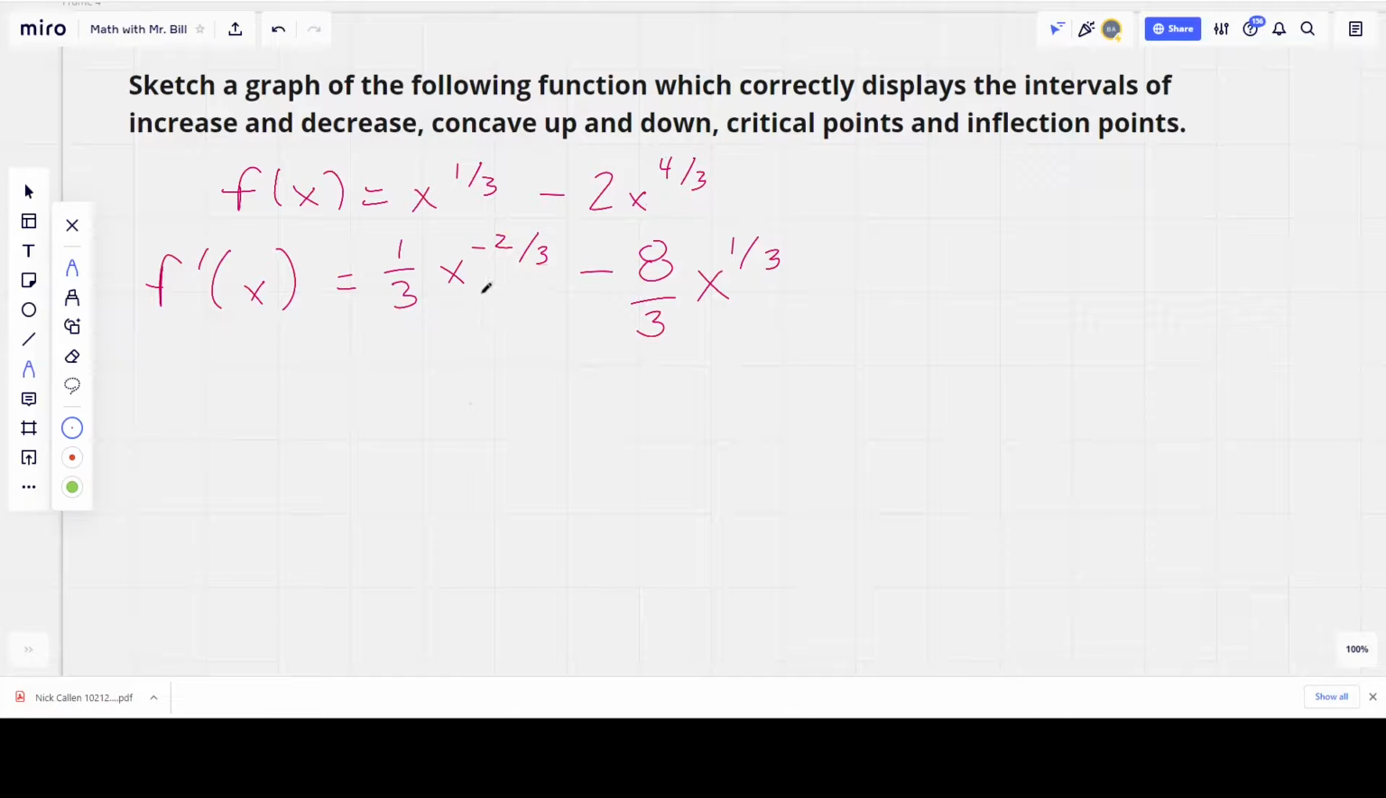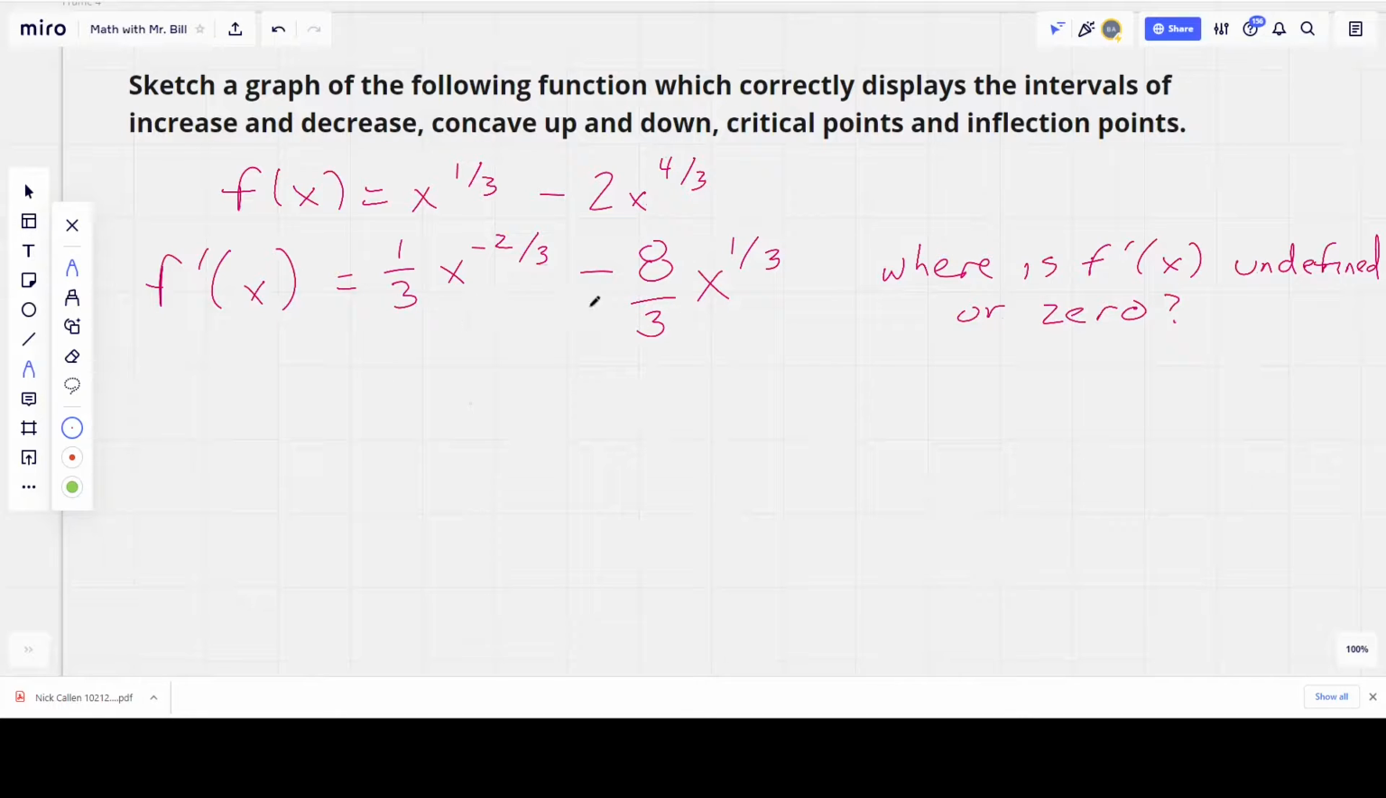So what I want to know now is where is the derivative undefined or equal to 0? Those are the candidates for the critical points. A critical point is a point on a function where the derivative is either undefined or 0, but the function exists at that x value. So we're going to ask, where is f prime of x undefined or 0?